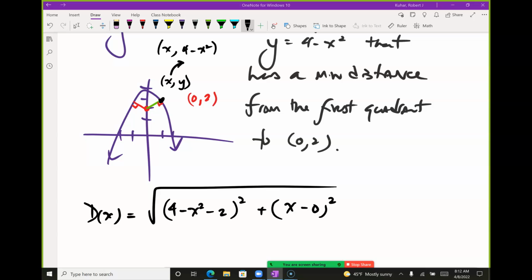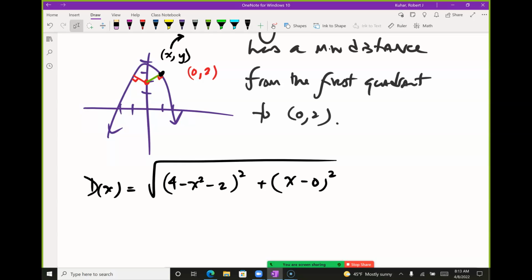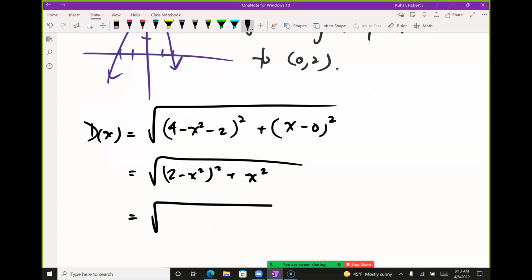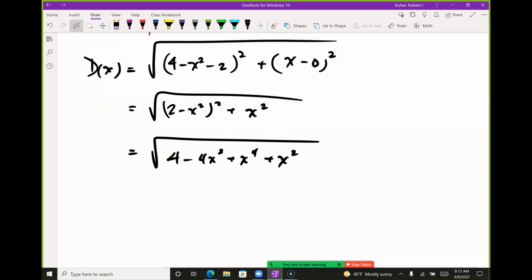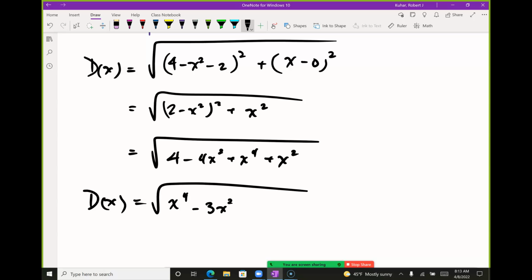So this one is nice to simplify. It's a good idea to simplify this. It doesn't have to be done, but it's just going to clean it up a little bit. So I think I get (2 minus x squared) squared plus x squared. I'm trying to do baby steps, trying not to do too much at once. 4 minus 4x squared plus x to the 4th plus x squared. And then I can rearrange it as more traditional highest power first. So x to the 4th minus 3x squared plus 4.